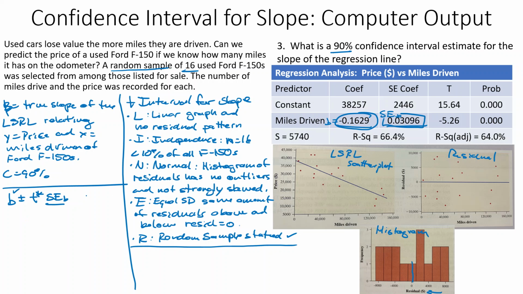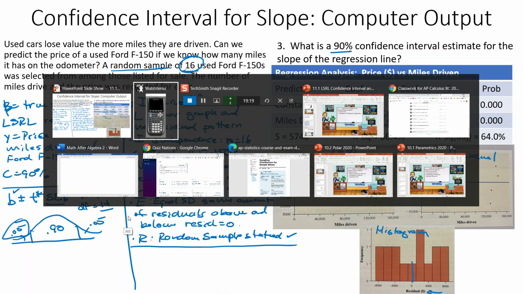All right, so for t star for 90%, we have this t distribution. We want 90% to be in the middle, which means we'll have 5% left over on each end. And our n was 16. So that means our degrees of freedom is n minus 2, since we're working with 2 variables, so our degrees of freedom is 14. So we can do inverse t with 0.05 and 14 to get our t stars.